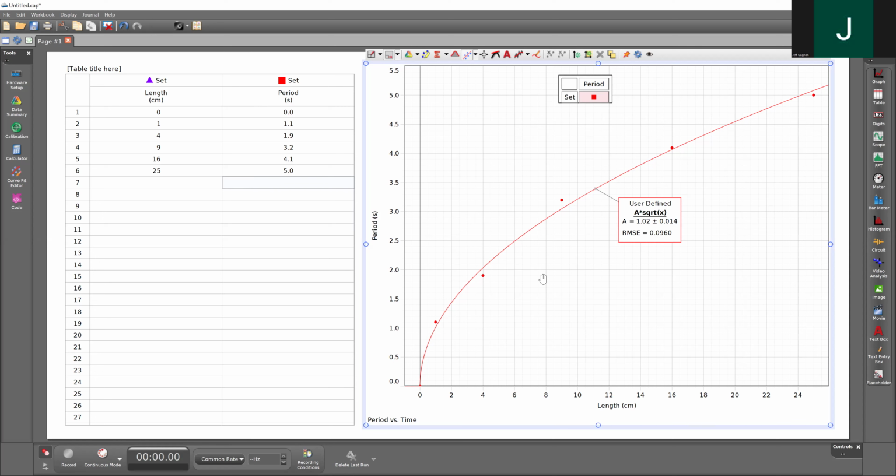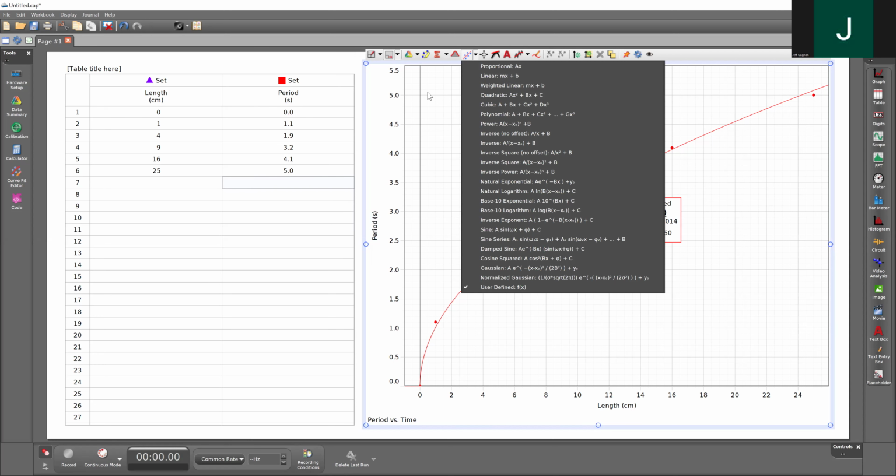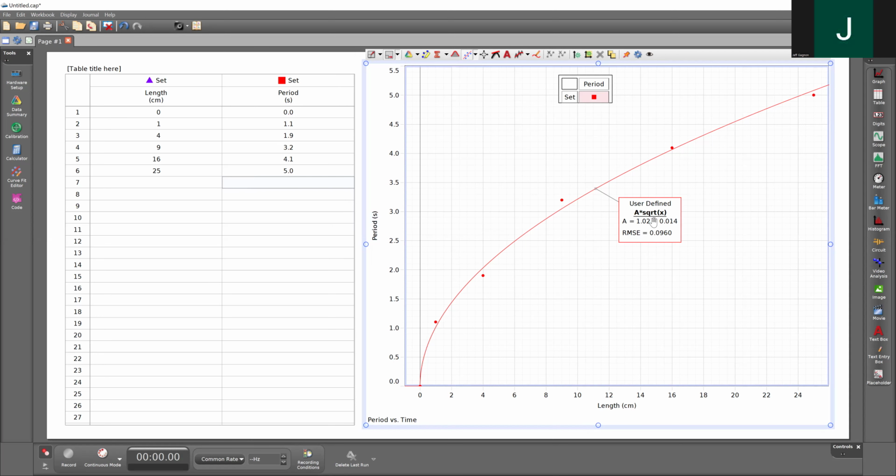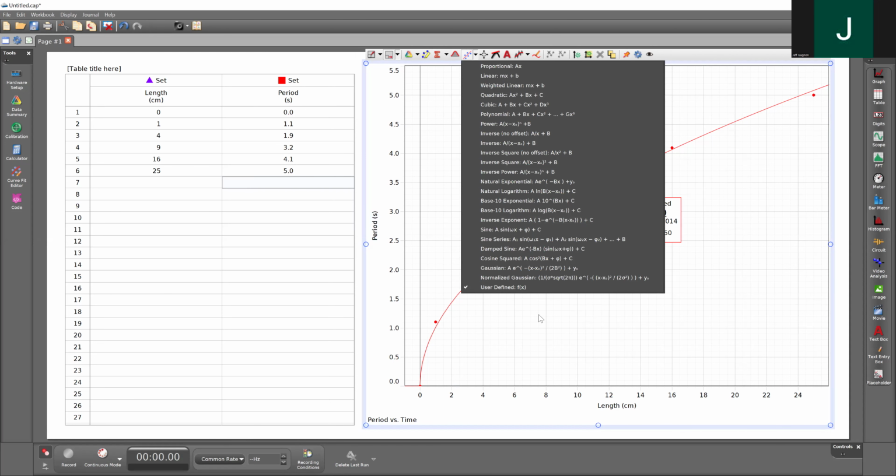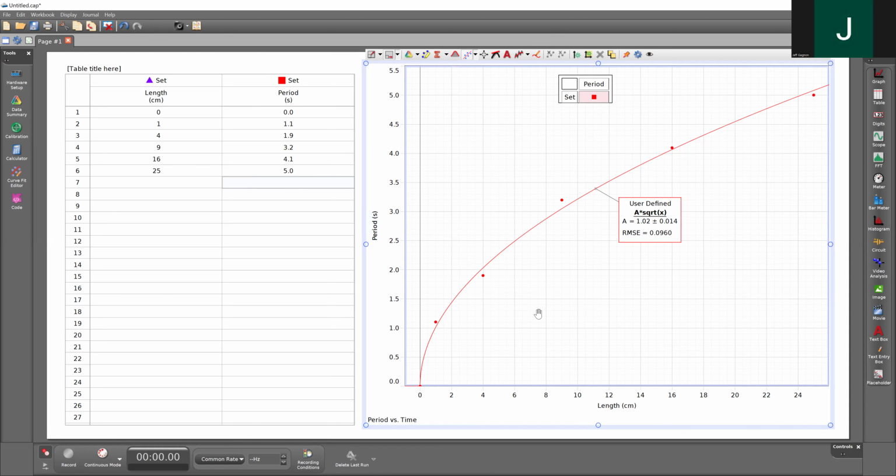Okay, and then the second graph is more straightforward, right? The second graph was period squared versus length. So now period squared will be on here, length, but then you can just choose linear, right? It'll do the linear fit when you choose linear. It's only this first one where it didn't have a square option, so we had to do that user-defined option. Okay, so that'll allow you to do your 2 graphs.